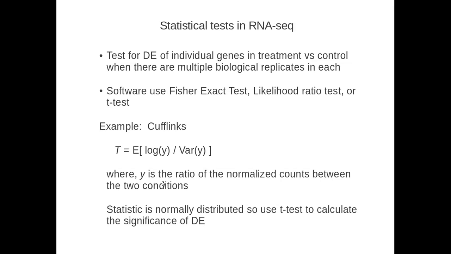Okay, so for a gene, we have counts in condition 1 and counts in condition 2 across replicates. We then have the variance estimates for this ratio, and from that we can come up with this t-test statistic. The statistic is normally distributed, so we can use the same distribution that we would use in the context of a t-test. And so this is how we go about assessing statistical significance in Cufflinks.